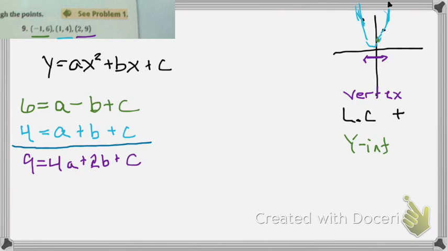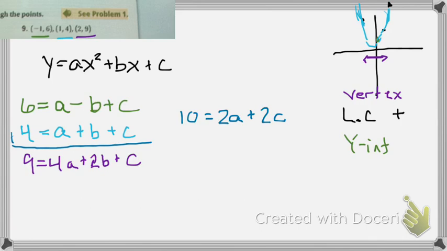I was thinking you could add those 2 together. Okay, cool, I can do that. So we would get 10 equals a plus a is 2a, negative b plus b is 0, c plus c is 2c. Definitely got rid of b. Only two unknowns in that equation. That's kind of nice.